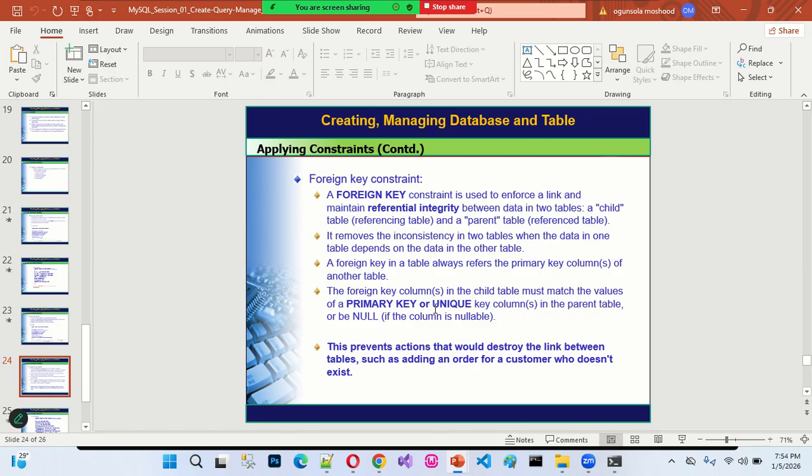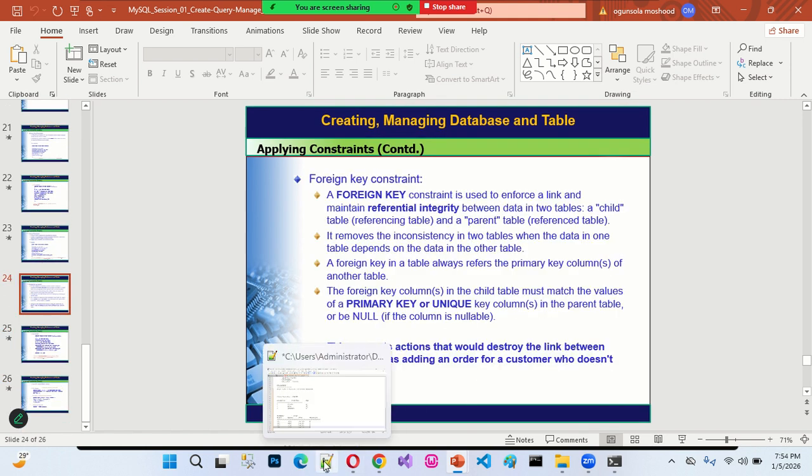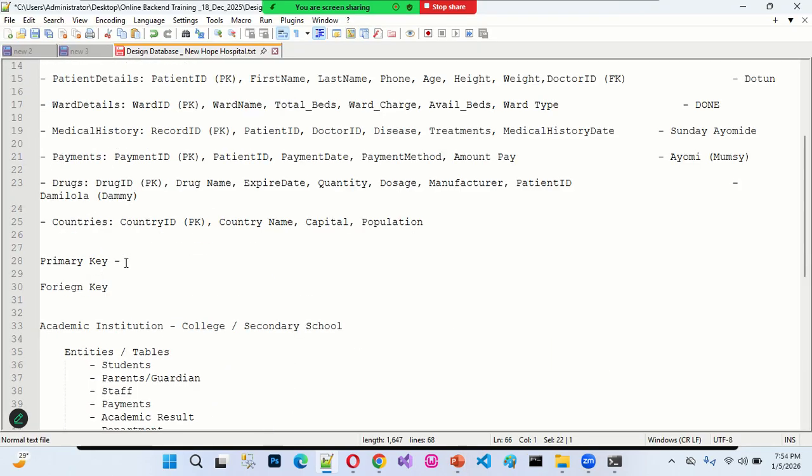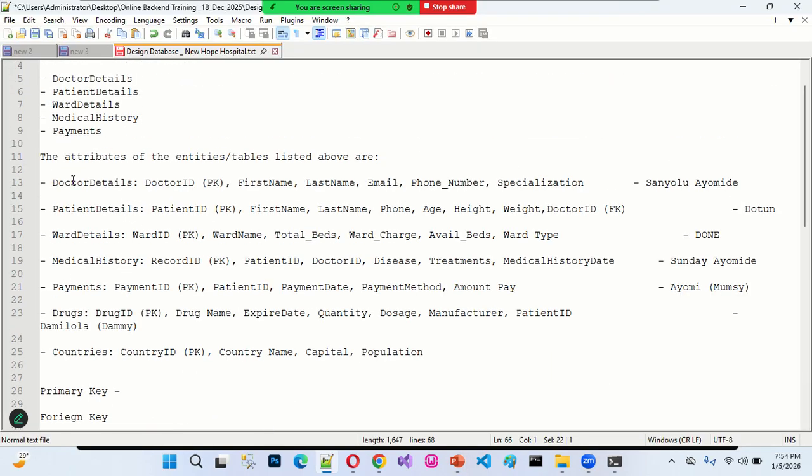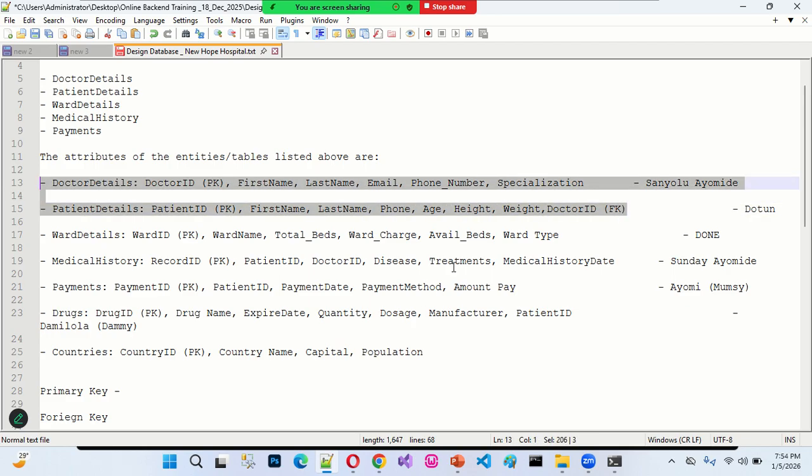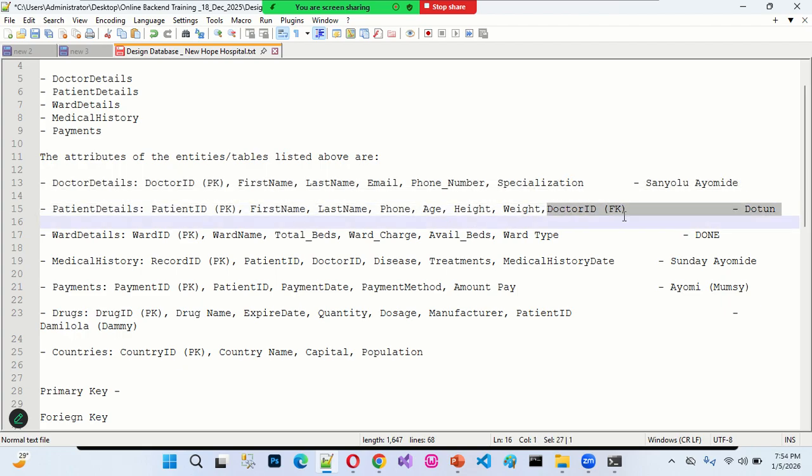So to implement the foreign key constraint, we have to implement it on our two tables. One table must have a primary key, which is the parent table, while the second table must have what we call a foreign key constraint, which is the child table. Like here, if you look at all the tables we have been working on, the table for the patient and the doctor have a relationship. So that means a foreign key constraint must be implemented, simply because if you look at the doctor ID here, there must also be a doctor ID here.